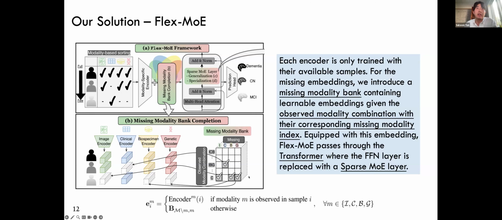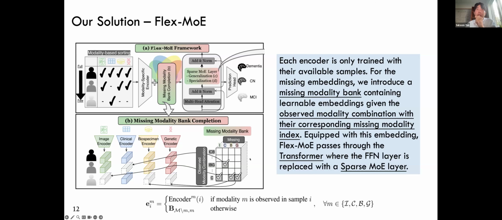in a framework that is designed like this lookup table. The row belongs to the observed modality combination in the specific situation, and the column is the corresponding missing modality. For example, in the second row, this patient has image, biospecimen, and genetic, so IBG is the observed modality combination, and C is the missing modality. This is the region where the learnable embeddings would be responsible for imputing this second sample. We call this the missing modality bank.